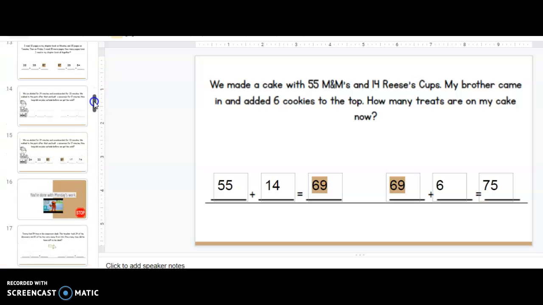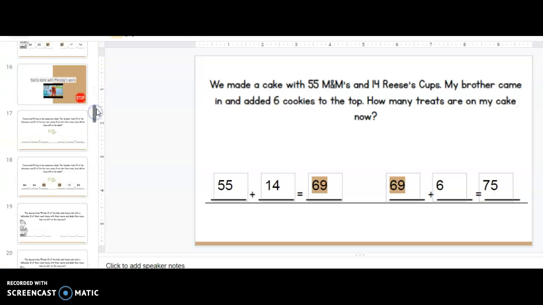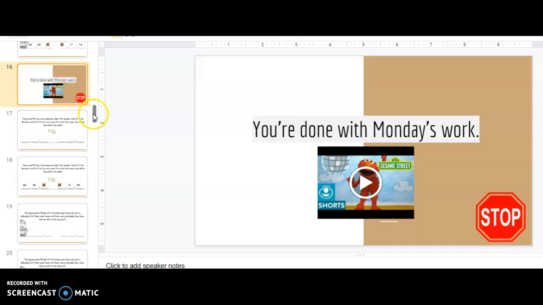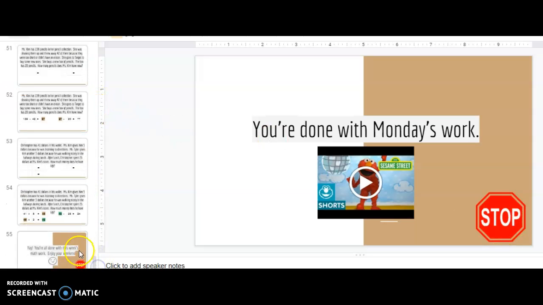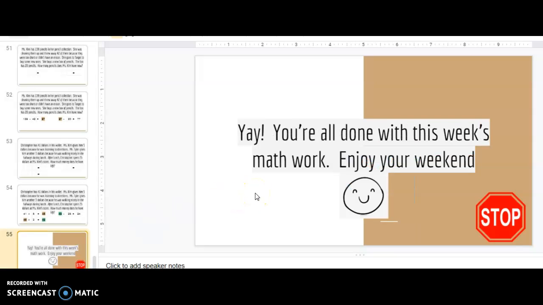And this Google slide has the whole week's work. So look, when you reach this page, it says you're done with Monday's work. So you're going to watch your fun video and you'll stop there for Monday. It's going to go all the way to Friday, and once you reach the last page, it says, yay, you're all done with this week's math work.